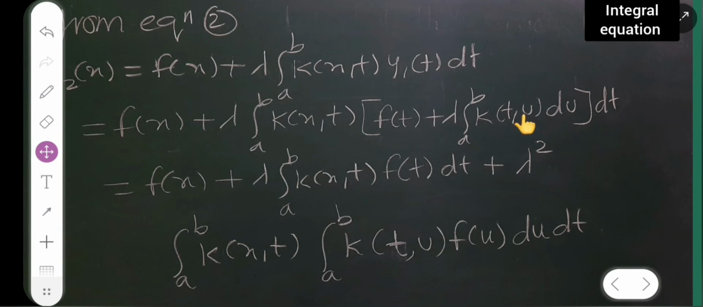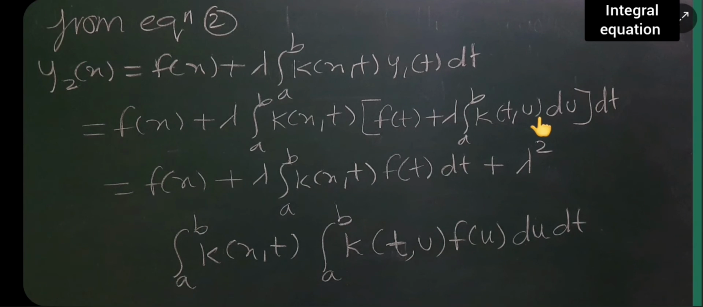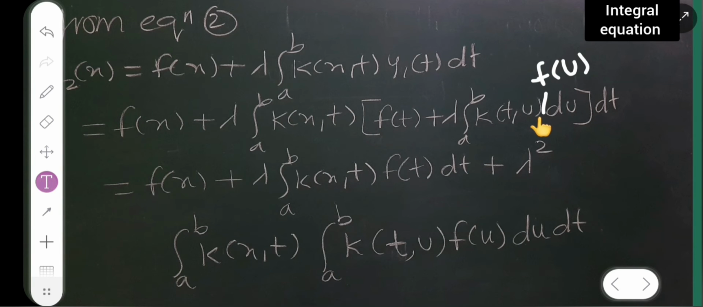So this was from y1 of t. So here there was f of u. Just put it f of u over here, instead of this. Here you will have to put f of u du. Put k of t comma u f of u du dt. So that's what I have done. Now this into this, k of x comma t, then t comma u f of u du dt.